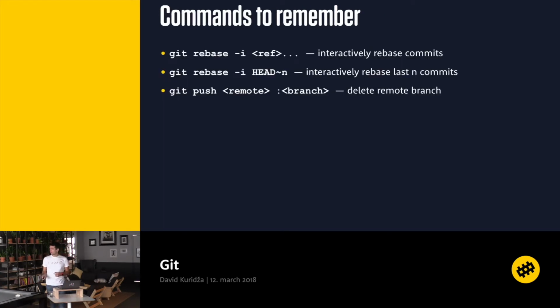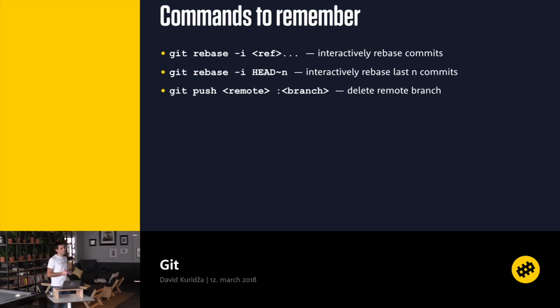So a few things to remember here. If you're doing an interactive rebase, use either a reference, so between two references, or simply use HEAD and say, okay, I want to do the last 3 commits or 5 commits. And to delete a remote branch, this is the syntax. It's a bit weird, but it does the job.